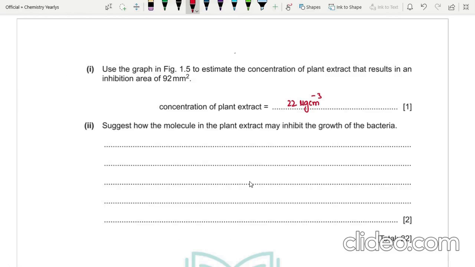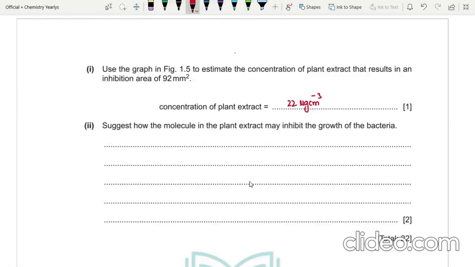Suggest how the molecule in the plant extract may inhibit the growth of bacteria. For growth, protein is required. So it would be inhibiting protein synthesis via translation and transcription. What we could write is that it would inhibit the enzymes that are used in protein synthesis, or you could say that it is inhibiting translation and transcription.